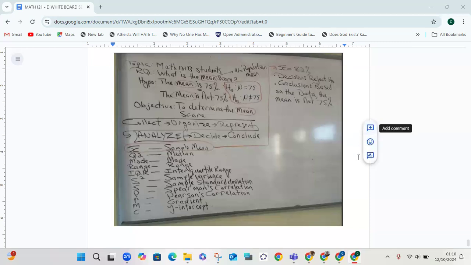So this is, in a nutshell, the process of statistics. Simple example.